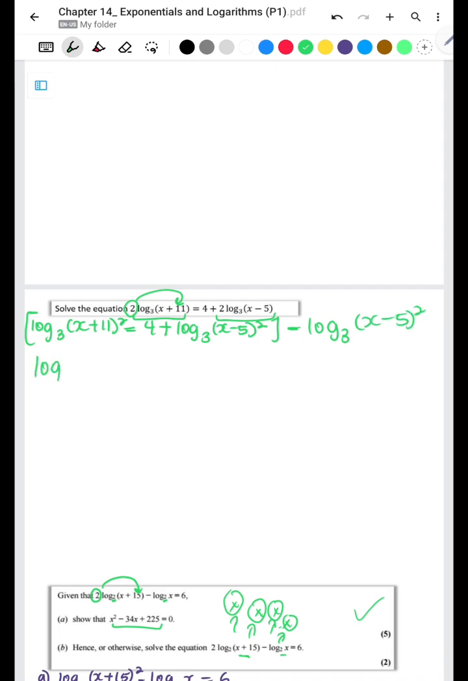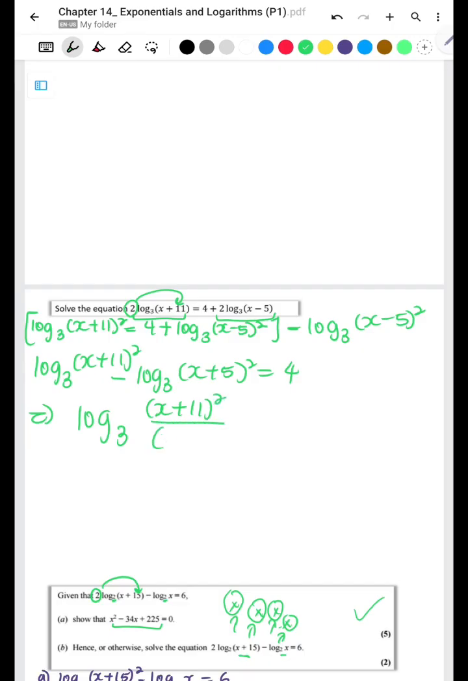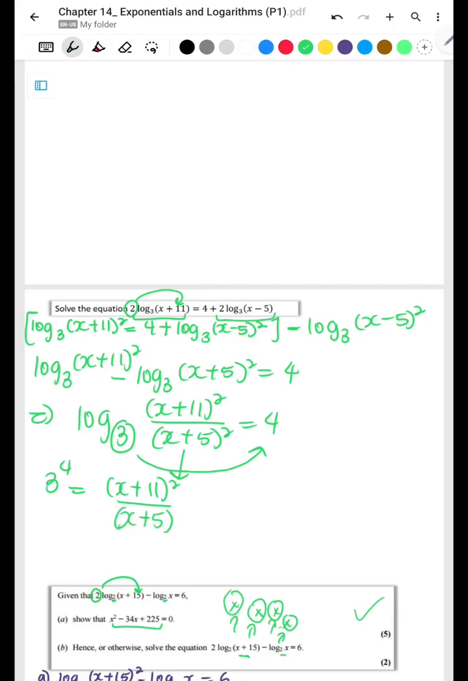So I have log base 3 of (x plus 11) squared minus log base 3 of (x minus 5) squared is equal to 4. Law of logarithms, because I have negative, so that's division. Log base 3 of (x plus 11) squared divided by (x minus 5) squared is equal to 4. So this 3 comes here and I take it as a power. 3 to the power of 4 is equal to (x plus 11) squared over (x minus 5) squared. There are two ways I can do it.